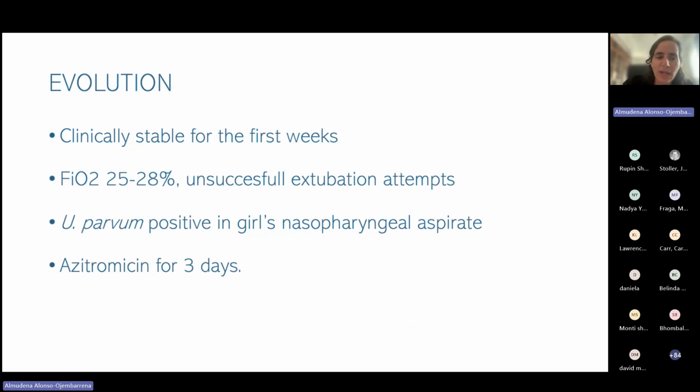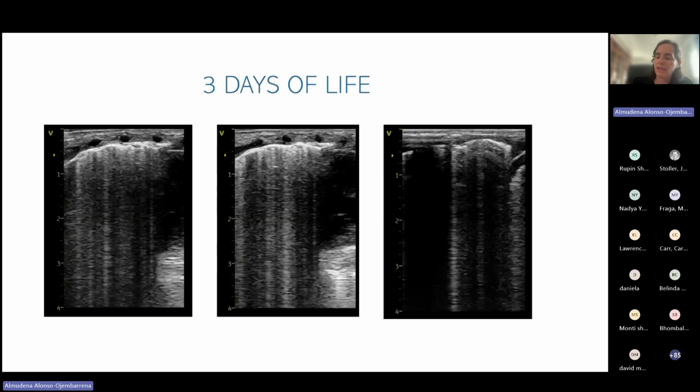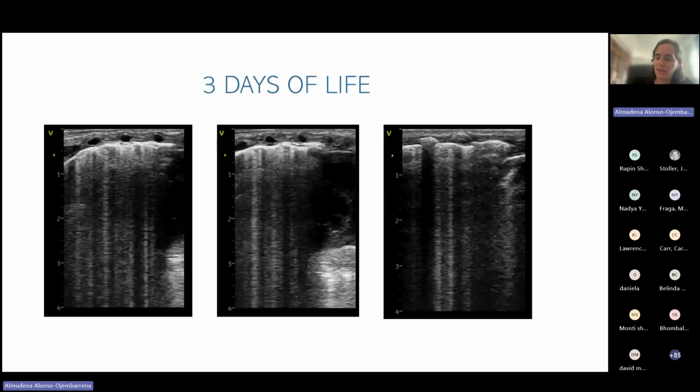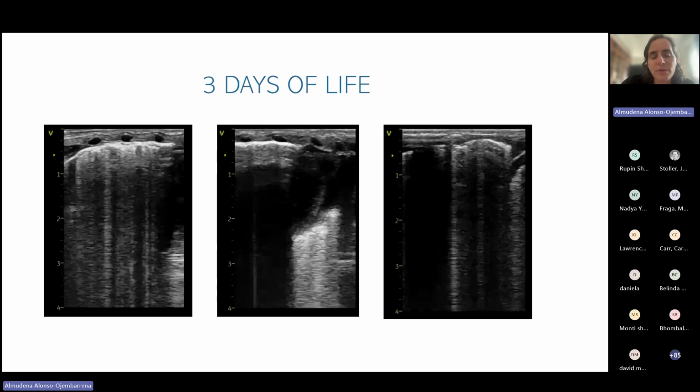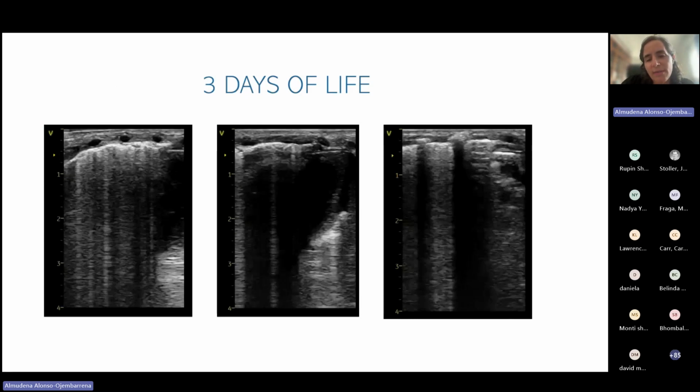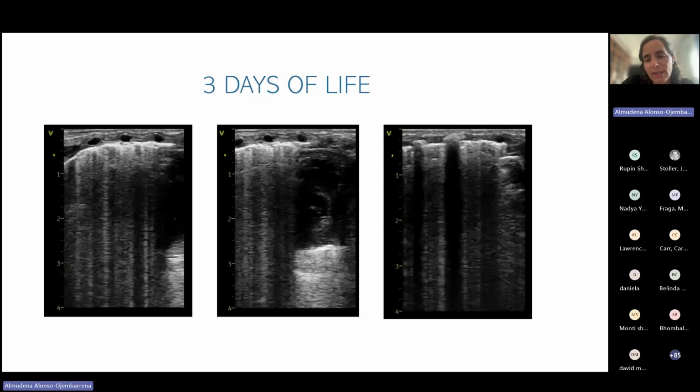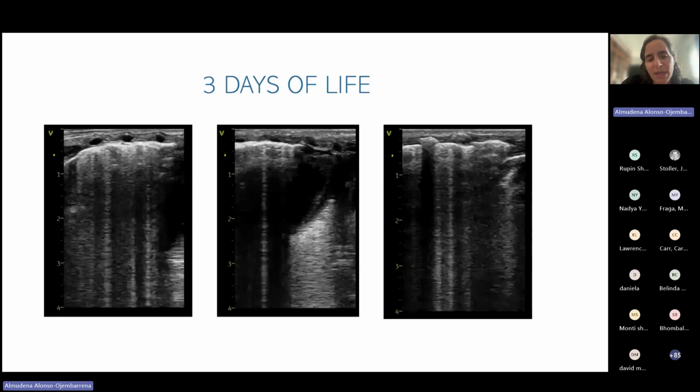The baby remained quite stable after this, with low FiO2, but she had 2 unsuccessful extubation attempts. She also tested positive for Ureaplasma parvum, and we gave her azithromycin for 3 days, although we know it's kind of useless. Although she was stable, we have a protocol in our unit to perform lung ultrasound at 3 days and 7 days of life to evaluate the risk of developing BPD in our patients.